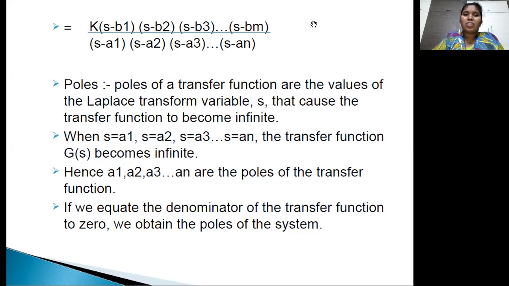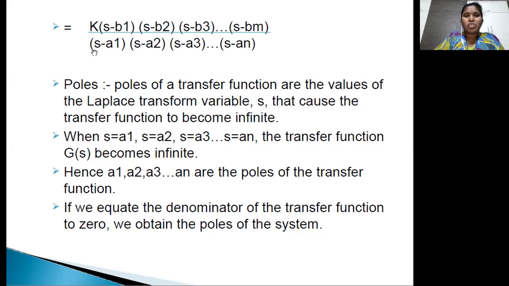So here how we can define the poles? Poles of a transfer function are the values of the Laplace transform variable, that means S, that cause the transfer function to become infinite. That means the values which can tend the transfer function to the value of infinity, those values are called as poles. That means here by seeing the equation, we can say S is equal to A1 or S equal to A2 or S equal to A3 or S equal to An. All these values tend the transfer function value to infinity.